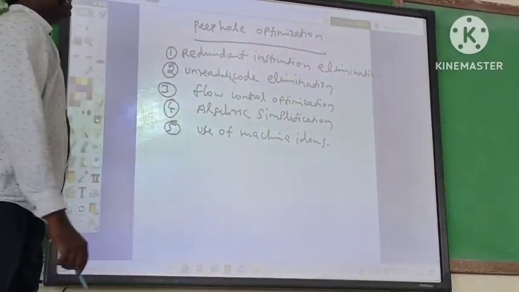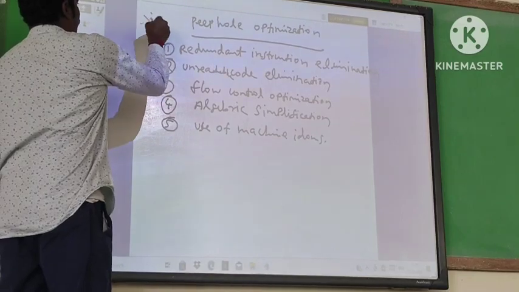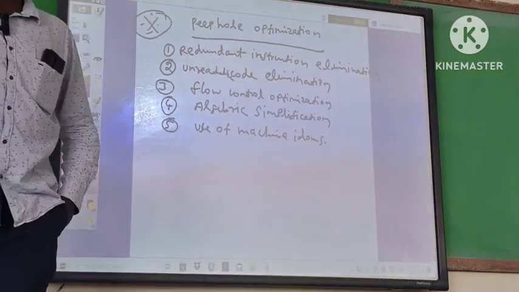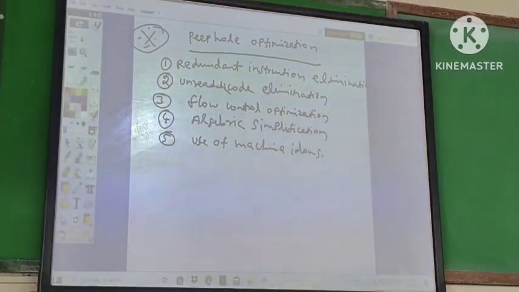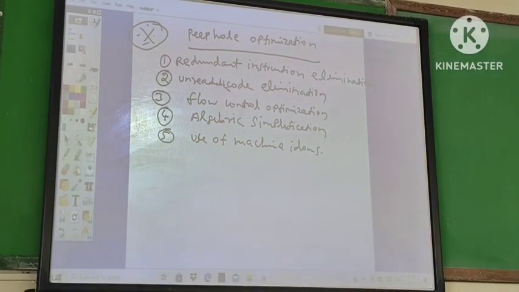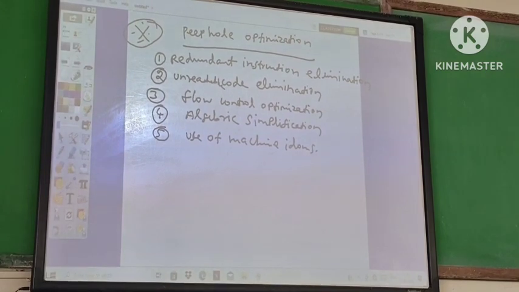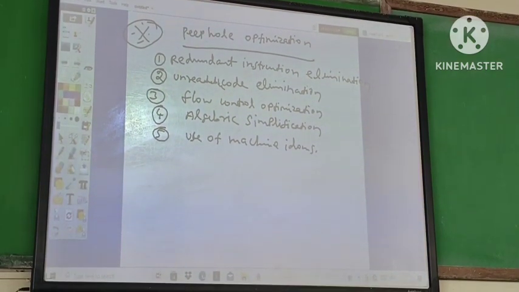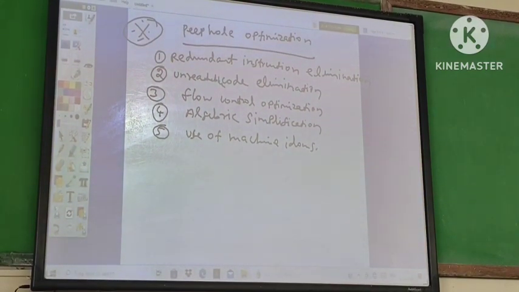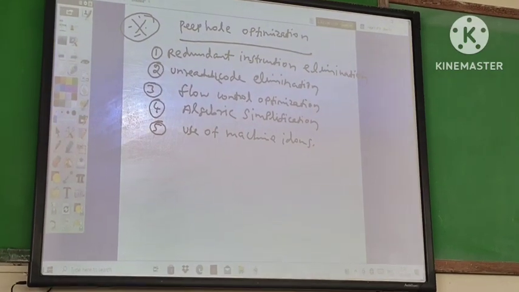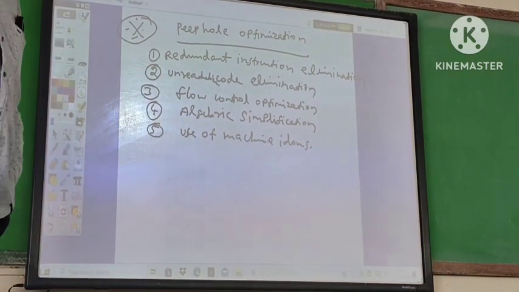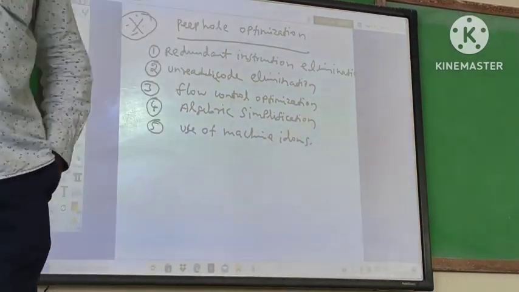Use of machine idioms. This is again an important topic. Peephole optimization. Redundant instruction elimination. Second is unreachable code elimination. Third one, flow control optimization. Fourth one, algebraic simplification. The fifth one is use of machine idioms.